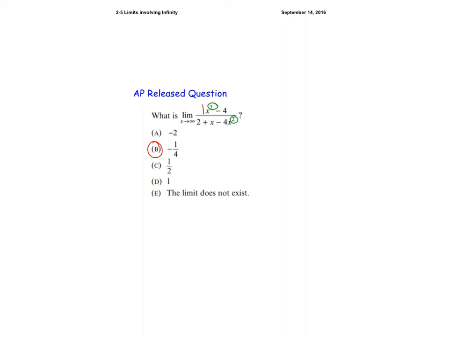Here we have an AP release question. What's the limit as x approaches infinity of this fraction right here? In this case, the degrees that matter are right here. These have the highest degrees, so those are the ones that matter. They're also the same, which means that the answer could possibly be 1/4 or -1/4.